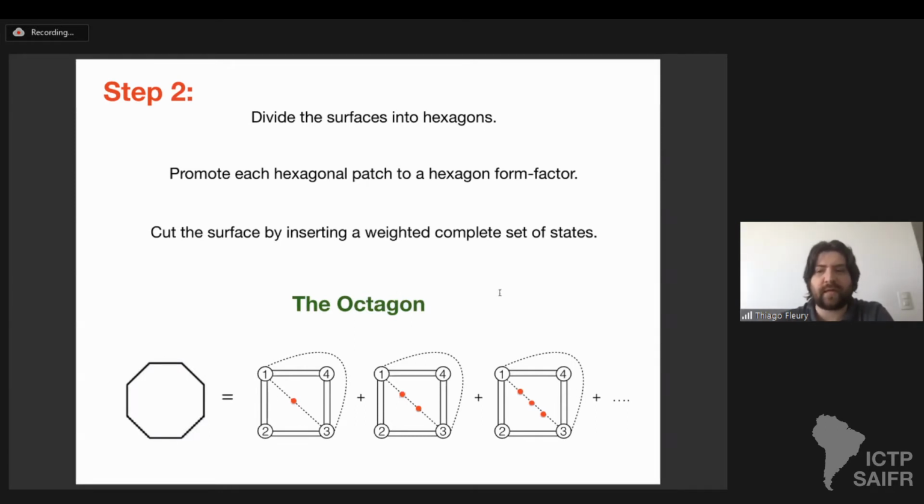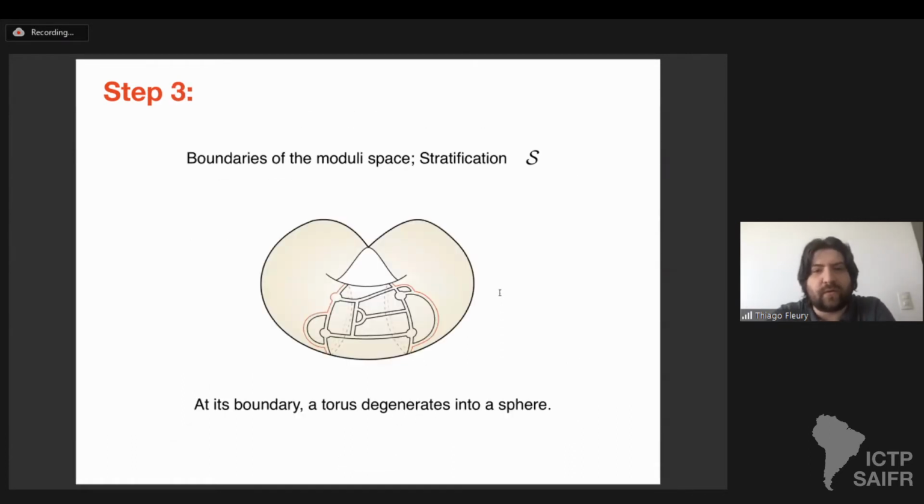The third step plays basically no role in this talk, but I just mention it for completeness: there is some care to take at the boundaries of the moduli space, and there is a procedure called stratification. You have to be careful because you are discretizing some integration in the moduli space. So there is a prescription called stratification. But as I mentioned, I'm just mentioning this for completeness.